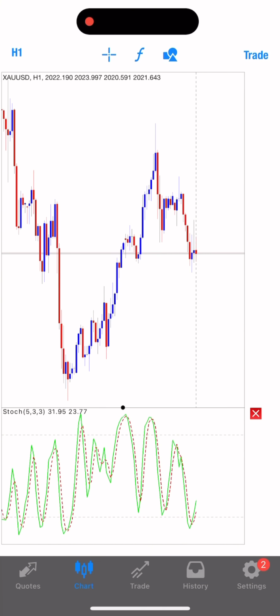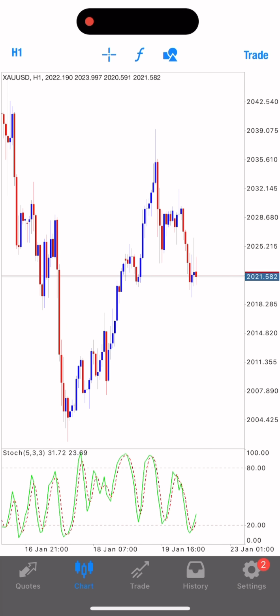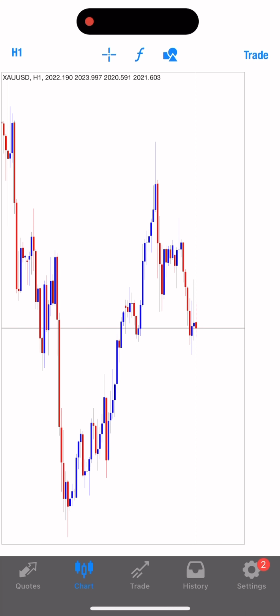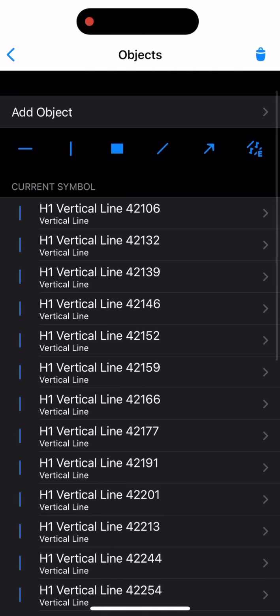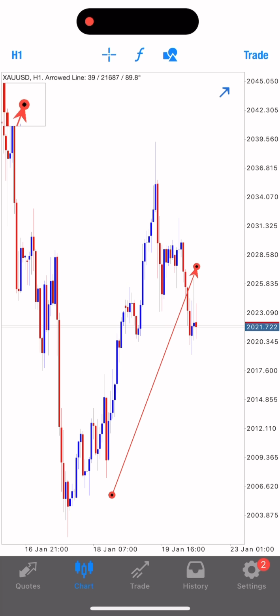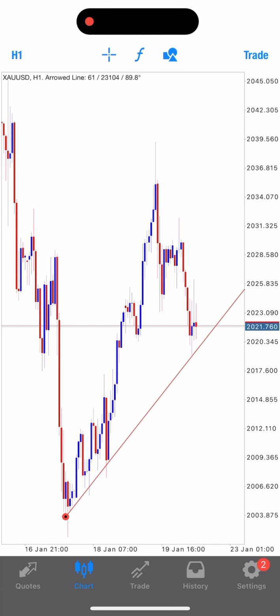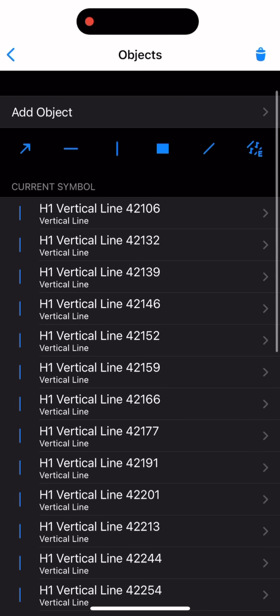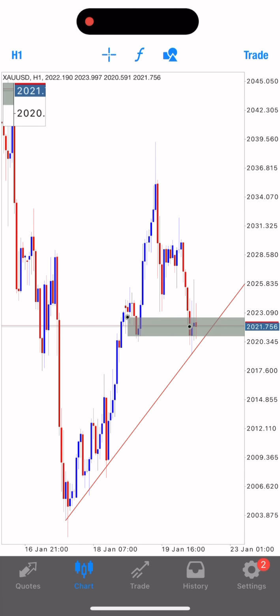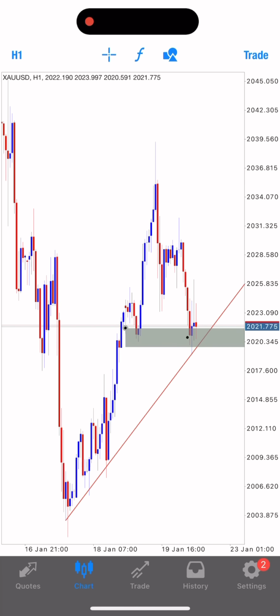You can see that ZAR USD is in an uptrend. Let me first remove this indicator. So looking at ZAR USD right now, we can see that it is in an uptrend. The current trend here is an uptrend. And ZAR USD currently has its demand area right now. ZAR USD is at its demand area.